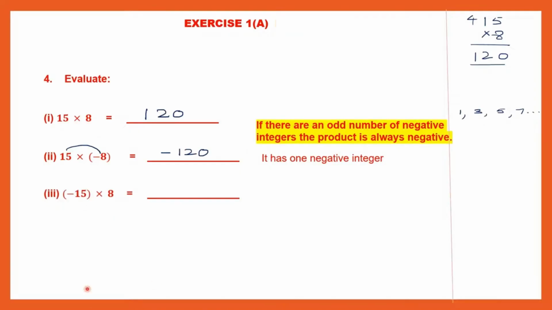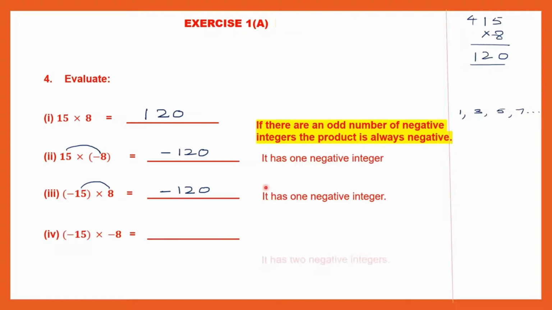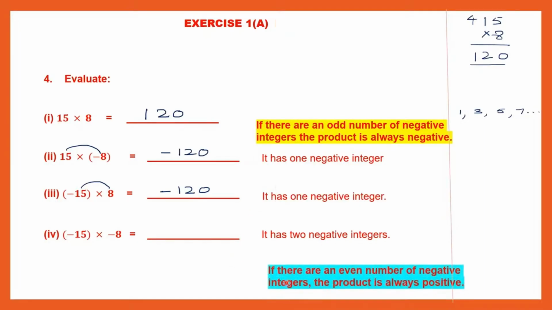Third one, we have a negative integer into a positive one. So there is one negative integer, which is 1, an odd number. So our answer will have a negative sign. So 15 into 8 is 120. Now here we have two negative integers, 1 and 2. So what do we know about it?